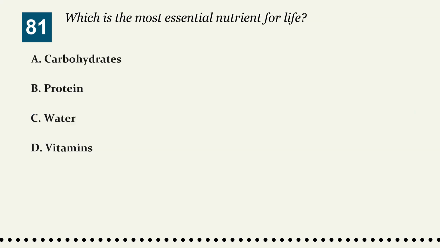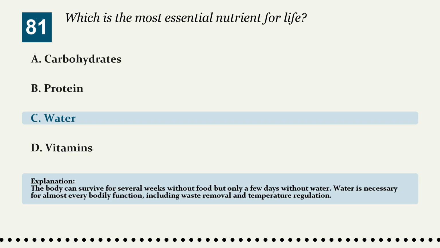Question 81. Which is the most essential nutrient for life? Option A. Carbohydrates. Option B. Protein. Option C. Water. Option D. Vitamins. The correct answer is option C. Water. The body can survive for several weeks without food but only a few days without water. Water is necessary for almost every bodily function, including waste removal and temperature regulation.